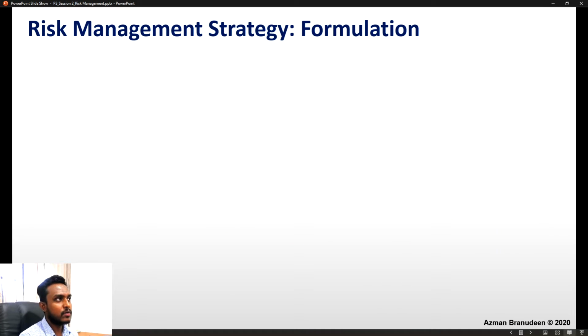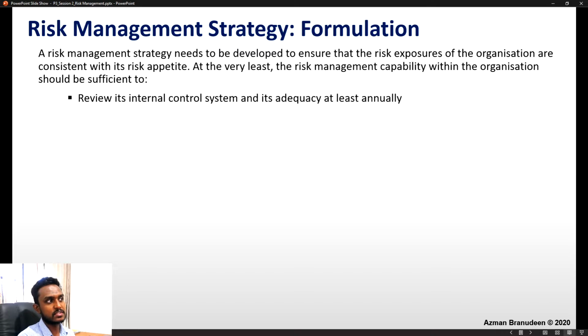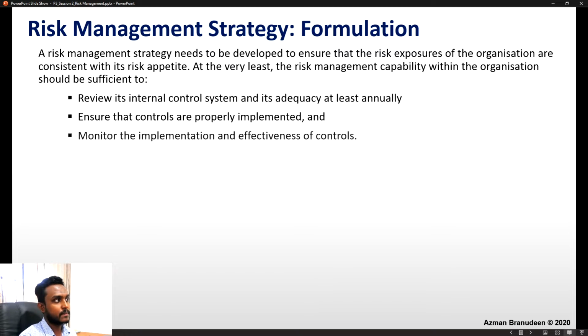Right. Now we talk about the formulation of risk management strategy. A risk management strategy needs to be developed to ensure that the risk exposures of the organization are consistent with its risk appetite. So at the very least, the risk management capability within the organization should be sufficient to review its internal control system and its adequacy at least annually. You'll see the term annually repeated a lot because there are annual reviews all the time. Even in this case, the risk management capability should be able to review the internal control system. It should ensure that controls are properly implemented and monitor the implementation and effectiveness of those controls.